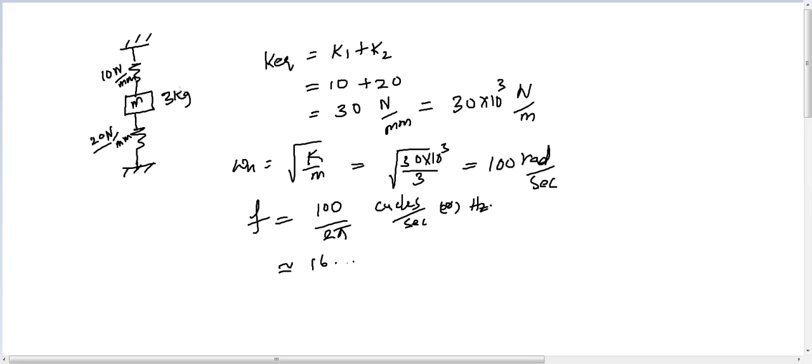So we can say that if you just disturb this mass, it will vibrate with a frequency of 16 cycles per second. It will vibrate 16 times per second. So this is the natural frequency in terms of hertz, and 100 is the natural frequency in terms of radians per second.